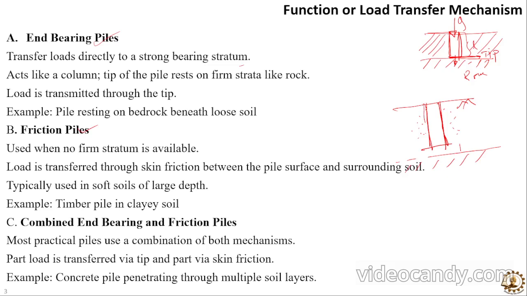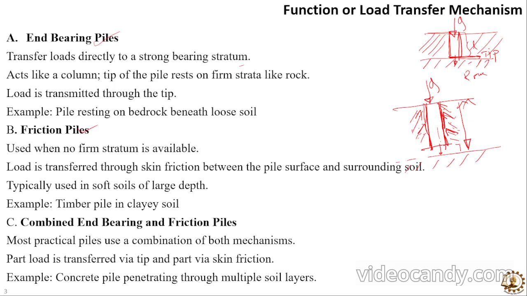So this is the surface of the pile. It's a cylindrical structural element, and along the surface of the pile, with the soil present surrounding the pile, a frictional resistance will develop. That means if the load Q is coming from the superstructure, it will try to penetrate the pile downward. If the pile tries to go downward, then an upward resistance force will develop along the surface of the pile. This is known as skin friction. We basically use this skin friction to transfer the load, and it is typically used in soft soil of large depth, for example timber pile in clay soil.